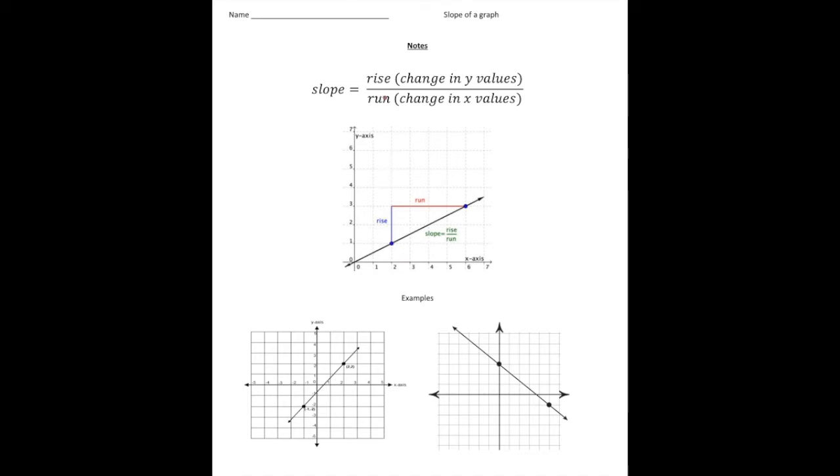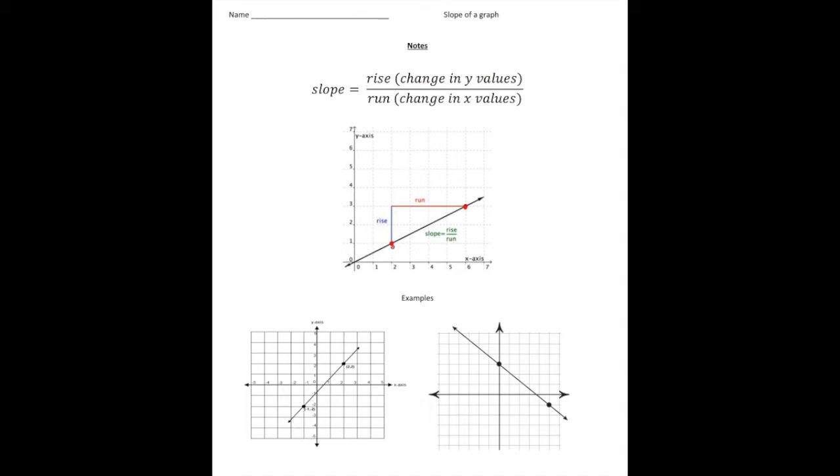All right? So slope, what exactly is it? Slope is a ratio or a fraction, comparing the rise to the run. Now, when I say the word rise, what we're talking about is the change in the y values between 2 points. So for this example, we're going to talk about this point here and also this point right here. So the rise is going to be the change in the y value.